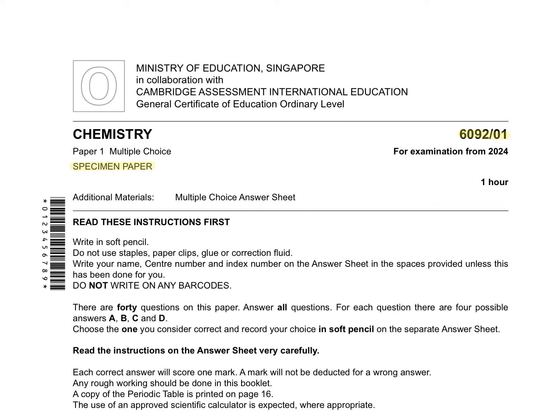In this video, we will be doing a walkthrough of the 2024 O-Level Chemistry Specimen Paper 1. Now, this paper is actually available to the public for download, so you can get it from the link given in the description. And before we look at the questions in the specimen paper, I would just like to give some context as to why there is a specimen paper.